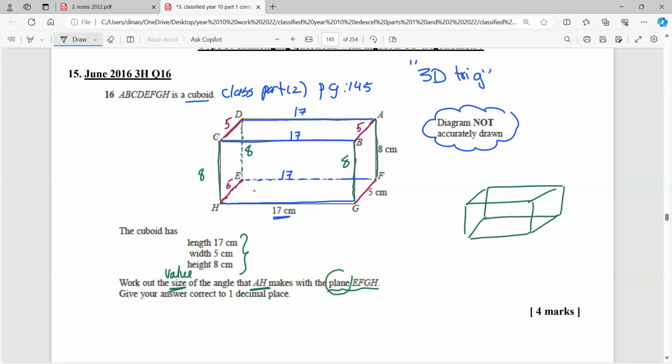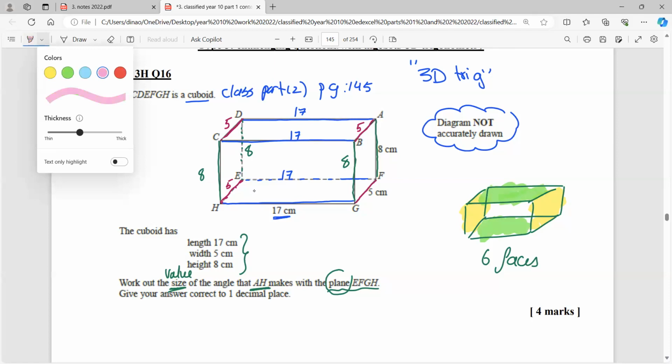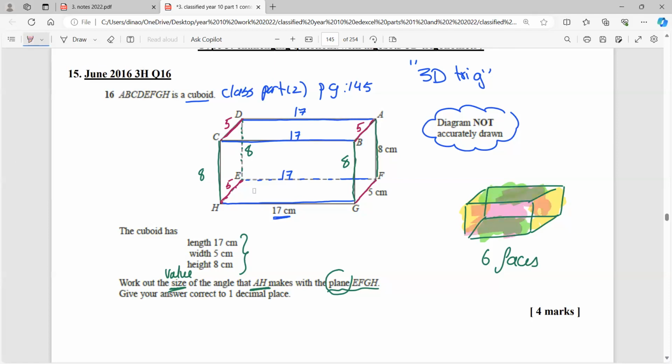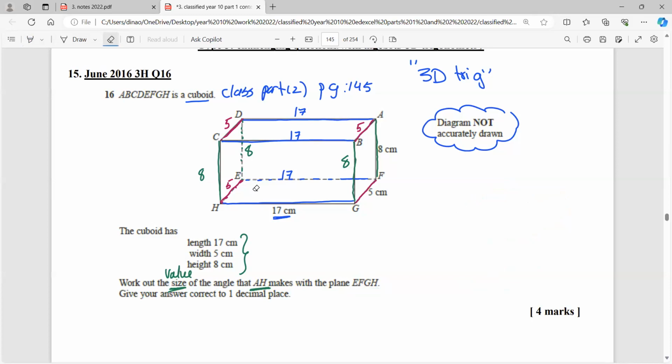What do we know about the cuboid? We know that the cuboid has 6 faces. I'm going to just highlight them. For example, these two faces are exactly the same. And then we have the face at the bottom and the one on top which is the same. And then we have the one that is facing us, which is this one in pink. Of course, there is one behind as well. Basically what is meant by the word face? The word face is a plane. So what do I mean by a plane? A plane is another word for a face of the cuboid. So any face of this cuboid I can call a plane.